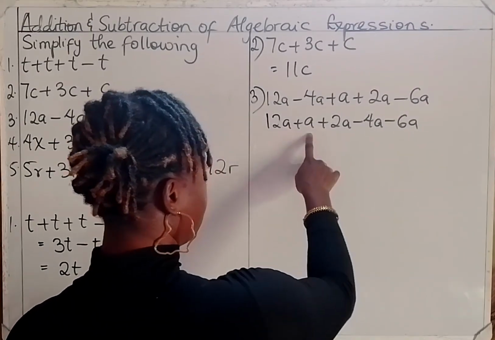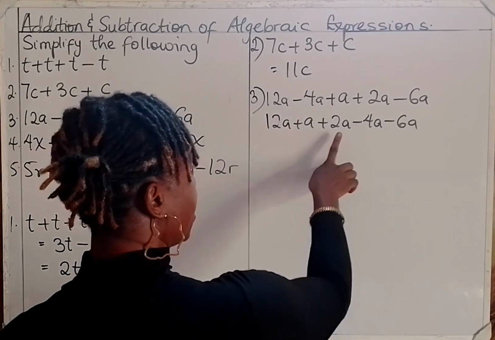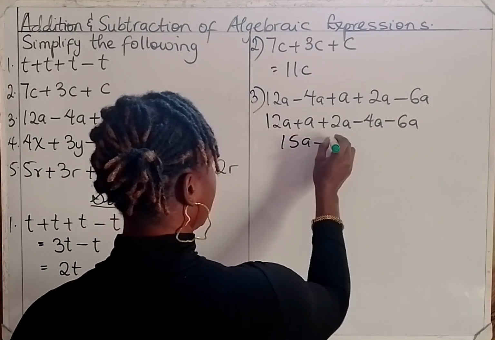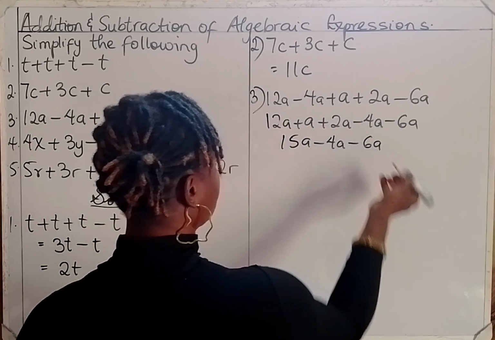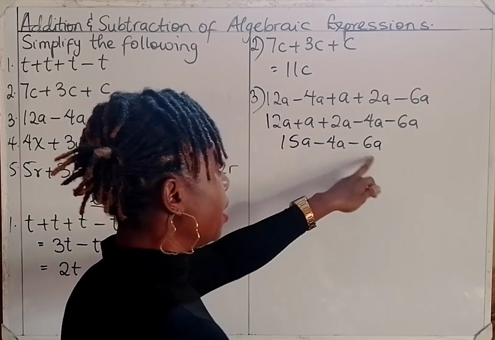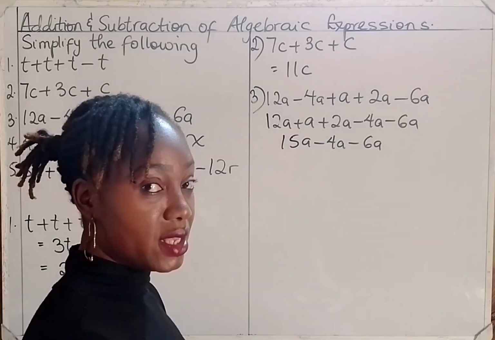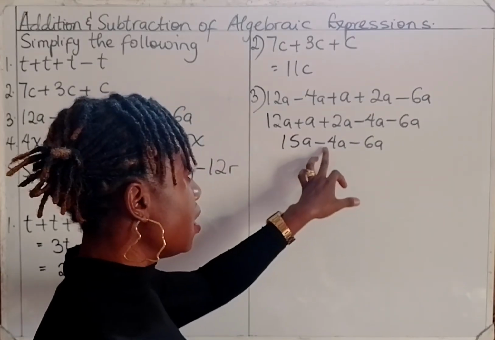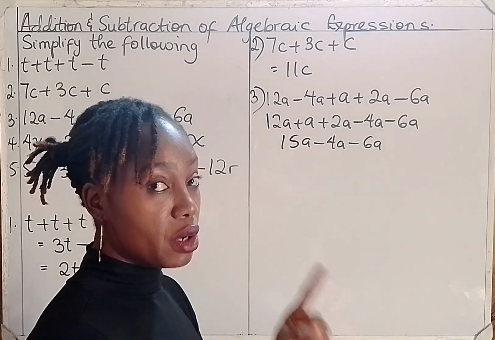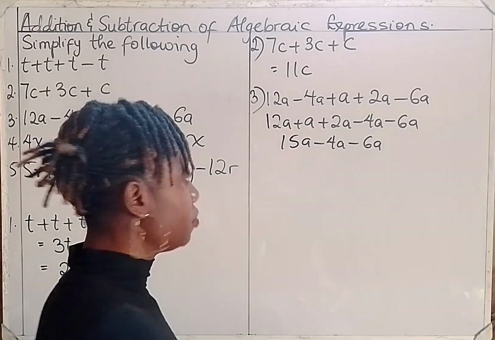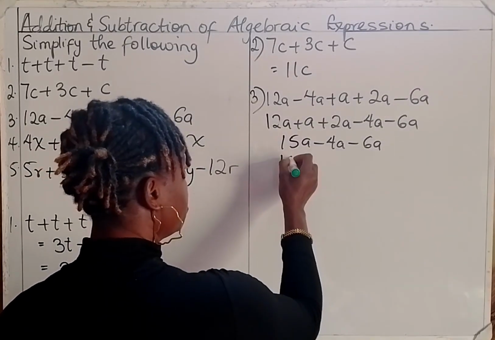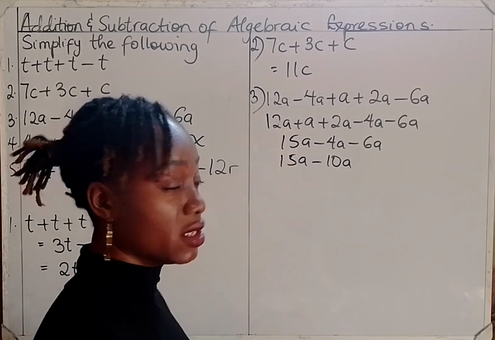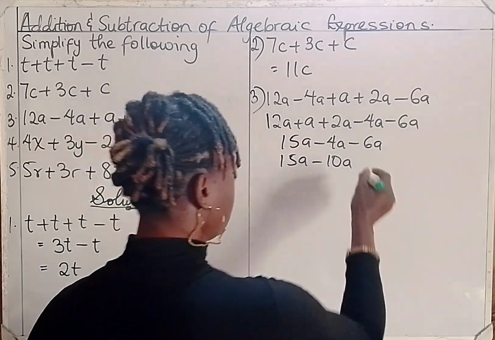So 12a plus a is 13a. 13a plus 2a is what? 15a. So we have 15a minus 4a minus 6a. But we know from here, minus 4a minus 6a equals what? Minus 10a. According to the addition and subtraction rule, when we multiply minus and minus, it gives us what? Plus. But we'll take the sign of the bigger number. So we're going to add the two numbers, becomes 15a minus 10a. Now what is 15a minus 10a? That is 5a.